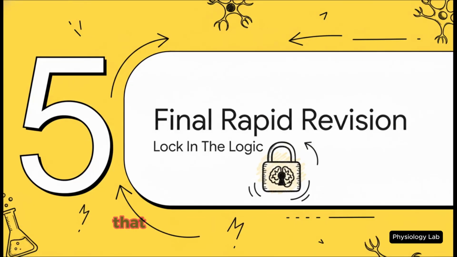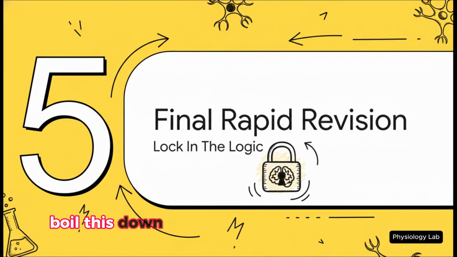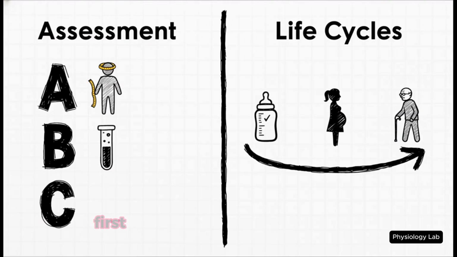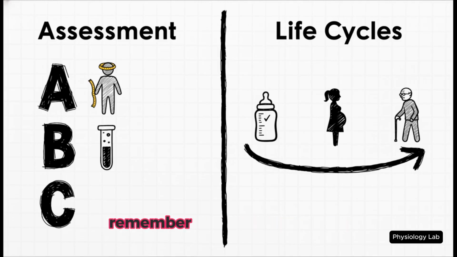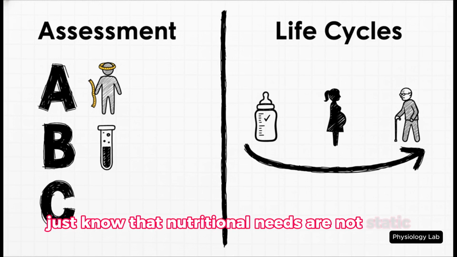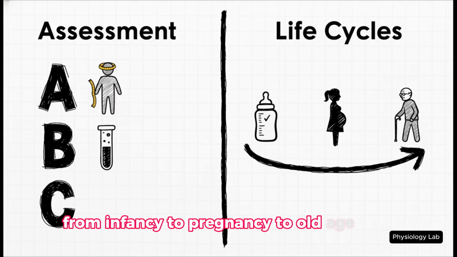Whew, okay, that was a ton of information, I know. So let's do a quick fire round to lock in all that logic. We're going to boil this down to the absolute key takeaways. First up, assessment and life cycles. If you only remember one thing, remember this. For assessment, it's your ABCs: anthropometry, biochemistry, clinical. And for life cycles, just know that nutritional needs are not static. They change big time, from infancy to pregnancy to old age.